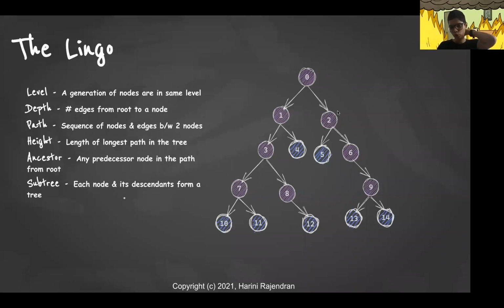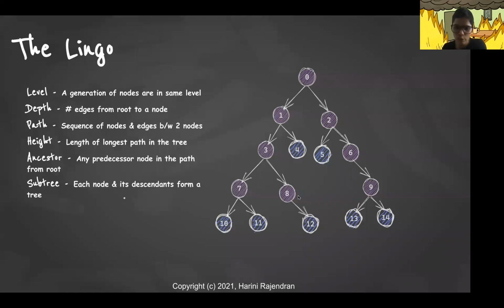So the root is said to be at depth 0. Whereas if we take this node 2, the depth of this node is 1, because the number of edges between the root and this node is 1. So this node 2 is said to be at depth 1. And for example, if we take this node 9, it's said to be at depth 3, because there are 3 edges between the root and this particular node.